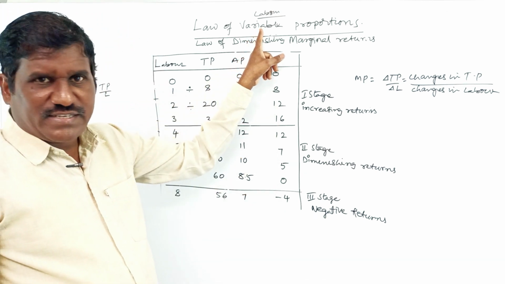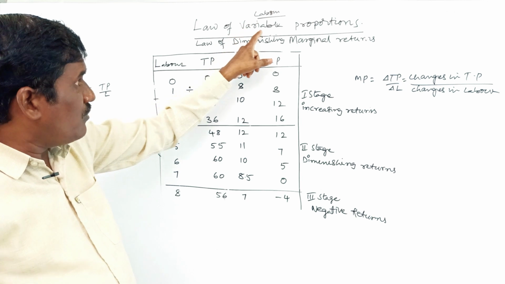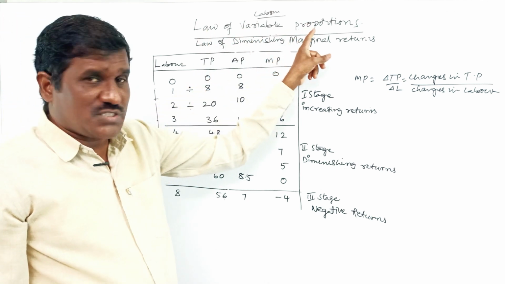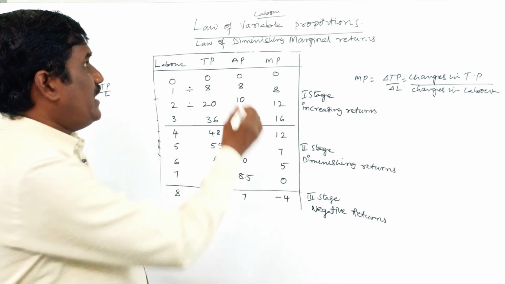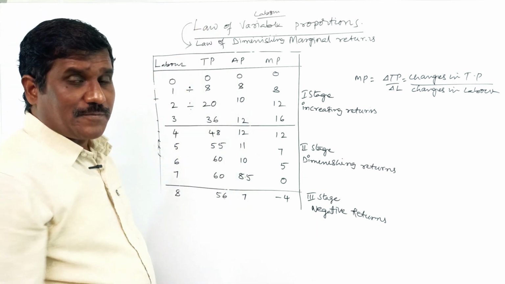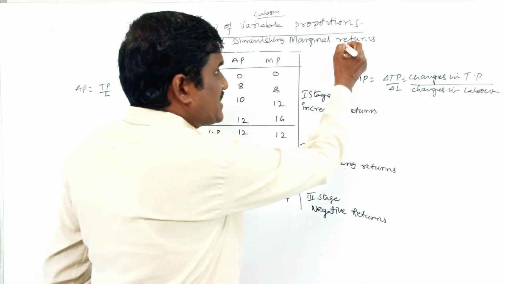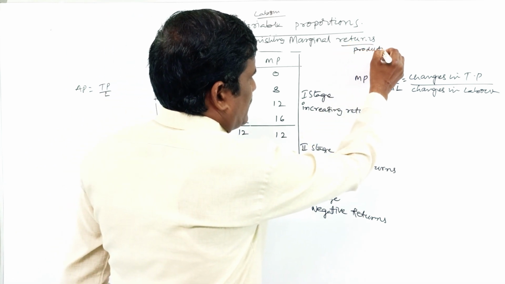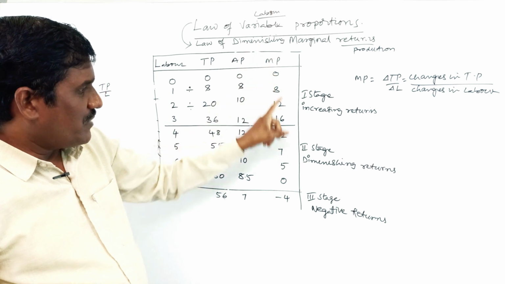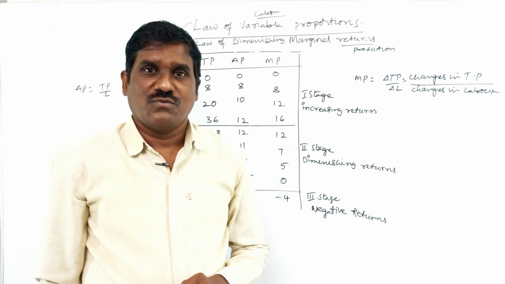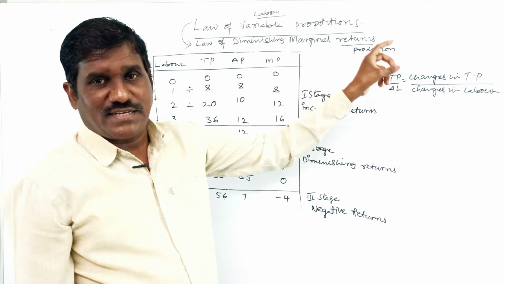We are changing the variable factors. We introduce variable factors to increase the production. So we add the variable factors. That's why the law is also known as the law of variable proportions. And what is the overall production? The production goes to diminishing. So that's why the law of variable proportions is also known as the law of diminishing marginal returns. Not utility, it's returns. Returns means production. So this is the way of finding the law of diminishing marginal returns.